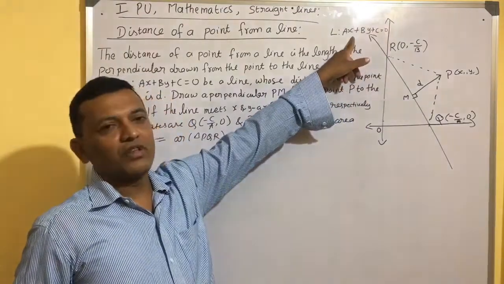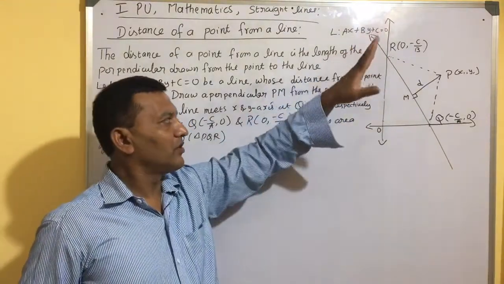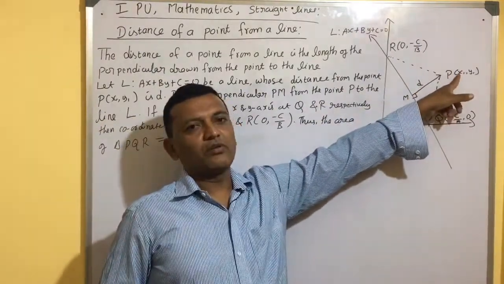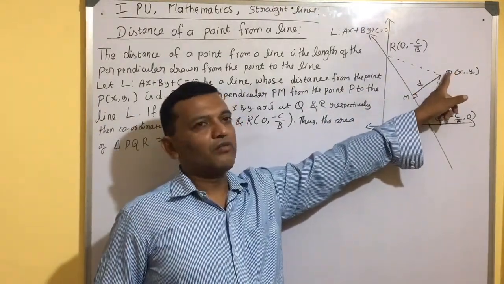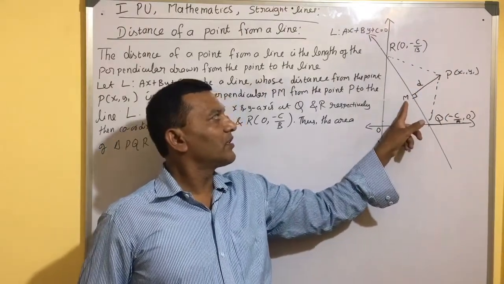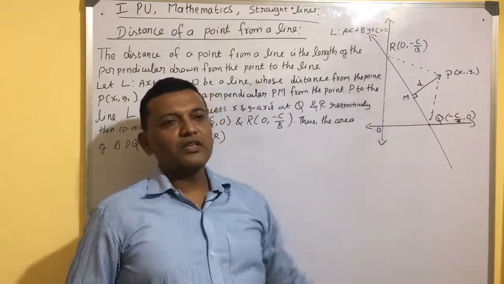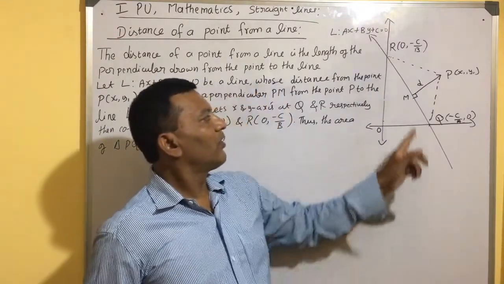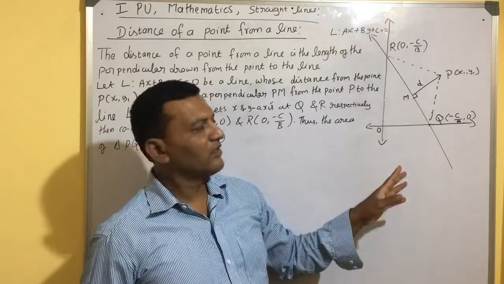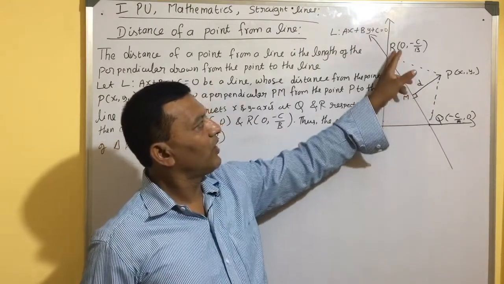The general equation of the line we take as ax plus by plus c is equal to 0. Then we take any point P with coordinates x1, y1. Then draw a perpendicular from P to the line L. We call the point where it intersects M. The line meets the x axis at Q and the y axis at R.